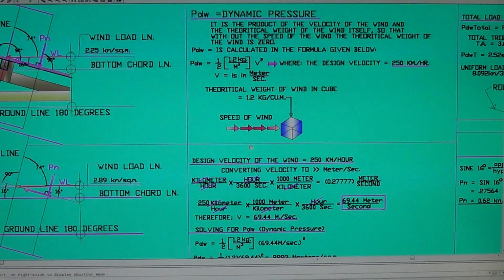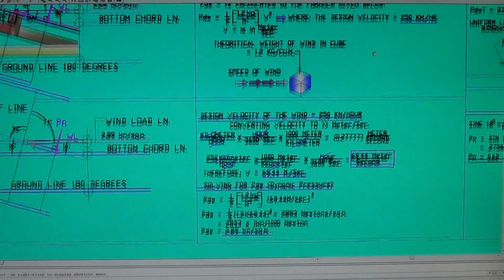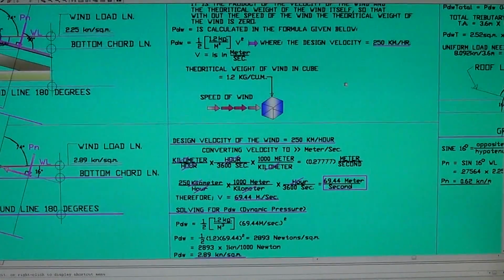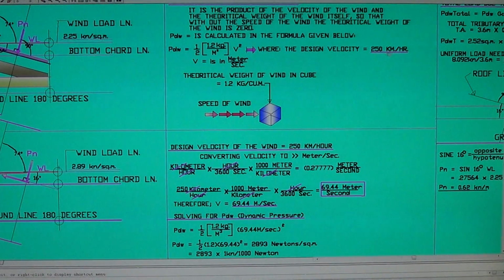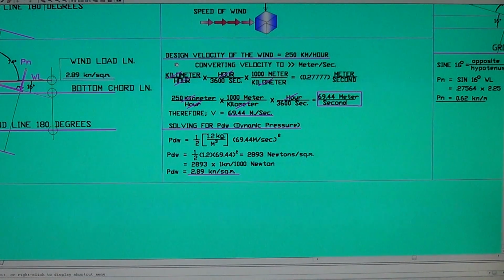Alright, so the velocity is in kilometers per hour. We have to convert this to meters per second so we can apply this formula to get the dynamic pressure. Okay, converting now. The design velocity of the wind is 250 kilometers per hour. Converting velocity to meters per second.